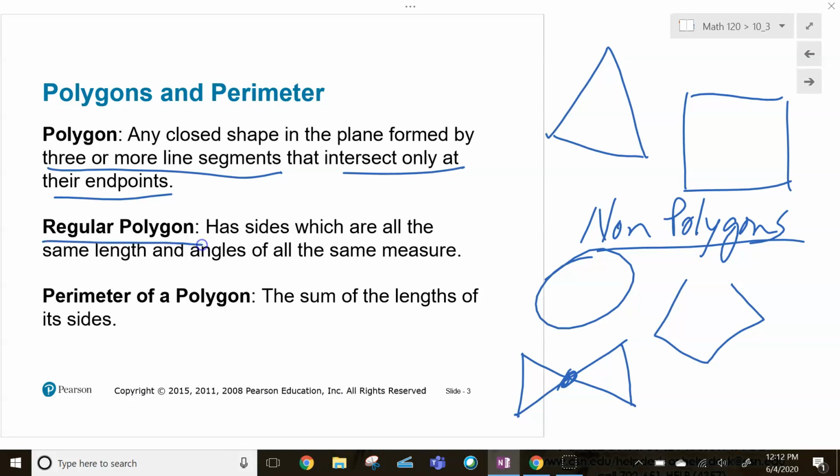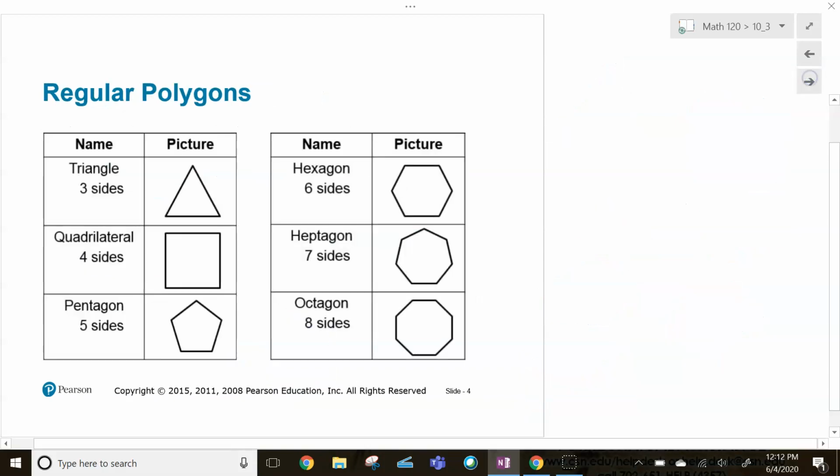Now, a regular polygon just means that it's a polygon where all the sides are the same length. And so if all the sides are the same length, your angles are also going to be the same measure. And then the perimeter of a polygon, that's just when you add up the sum length of all the sides. If you've got like 3, 3, 2, 2, you add them all up and you get 10. That's your perimeter there.